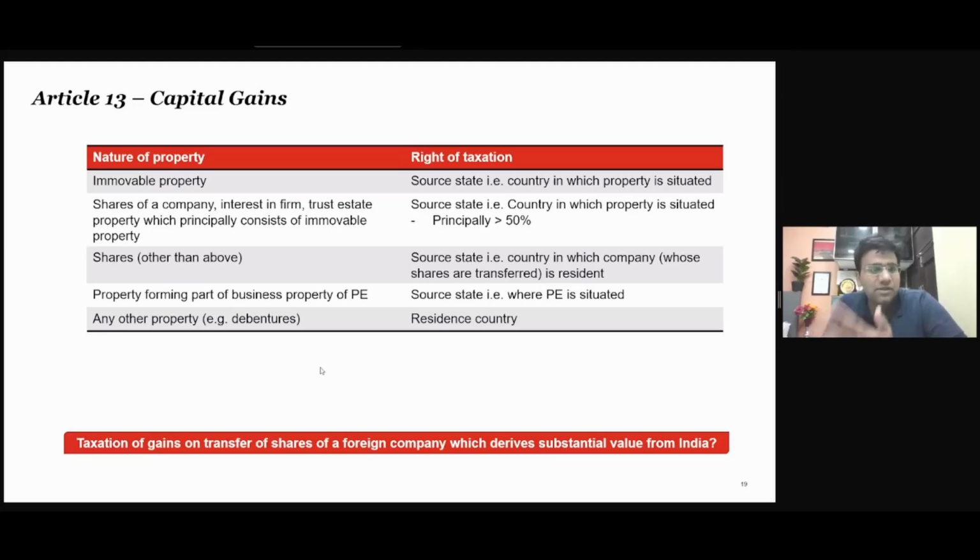And in any other situation, for example debentures, it will be taxed in the hands of the transferor, that is, in my example, Mauritius. So as you can see, these articles do not bring within their ambit the indirect transfer provisions. Those are there in the domestic tax law, but are not found in the treaty, and that again has been a point of debate between tax authorities and taxpayers.